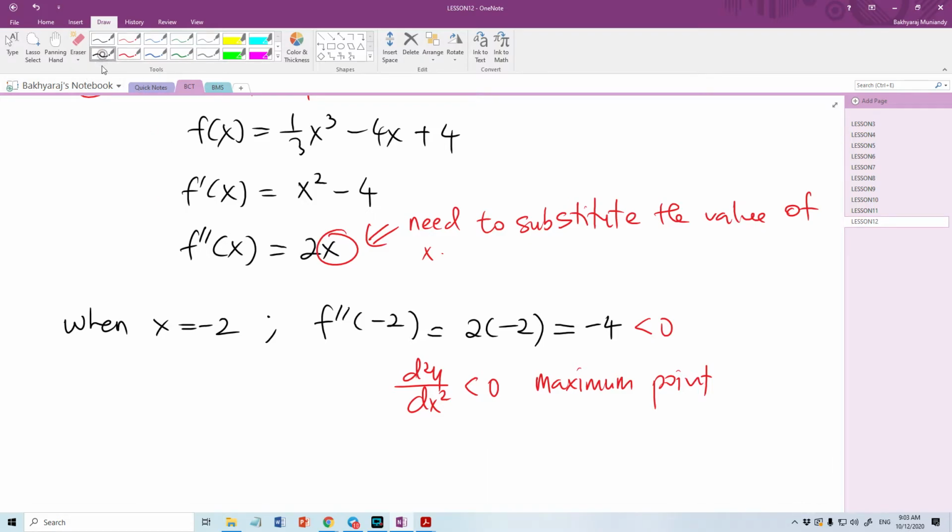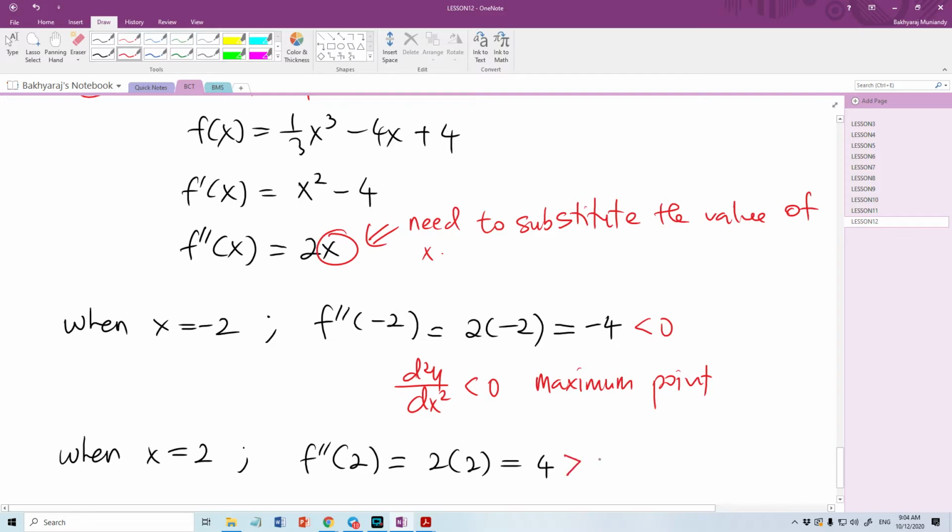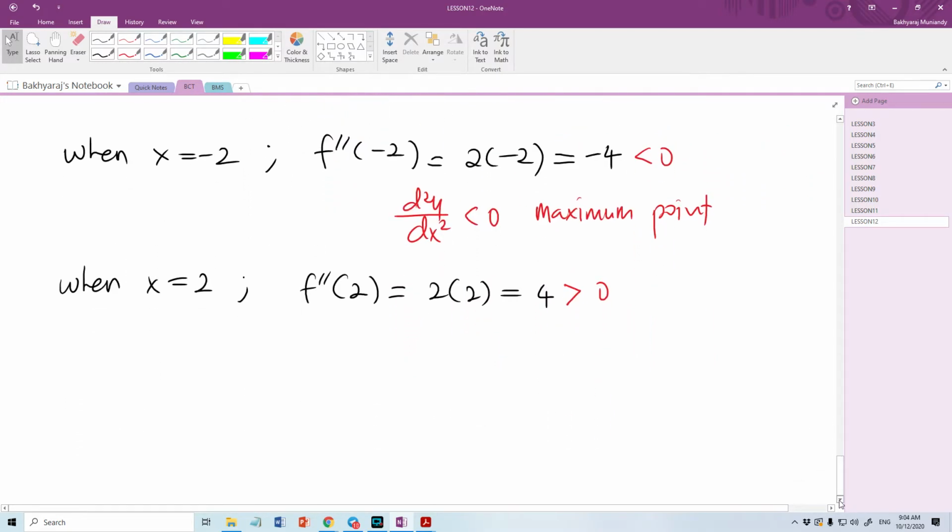Okay, now I go for the value when x equals to 2. Saya masuk untuk when x equals to 2. So when x equals to 2, f double prime of 2, kita akan dapat 2 times 2, which is equals to 4. 4 is more than 0. Then my conclusion is what? Formula dia ialah more than 0 is minimum point. Jadinya I boleh bagi conclusion saya lah.